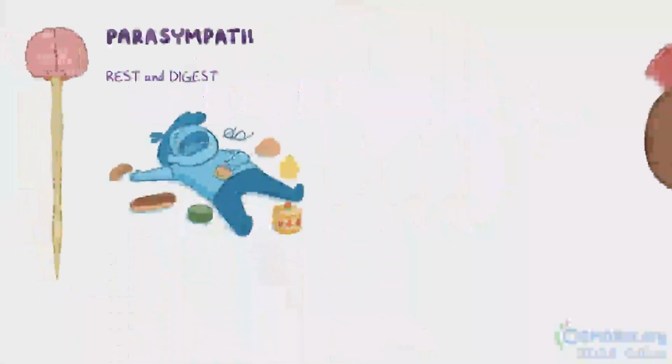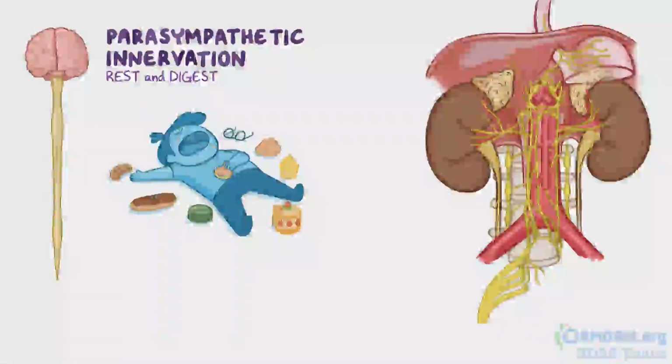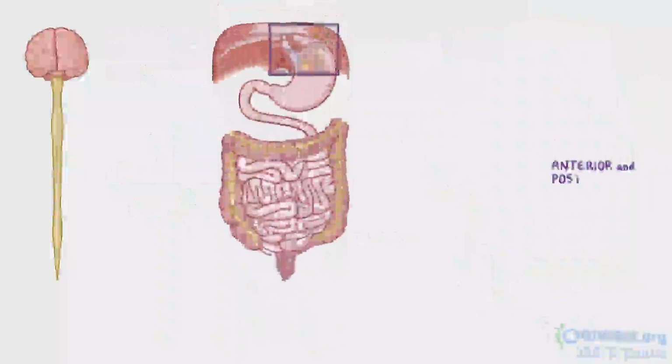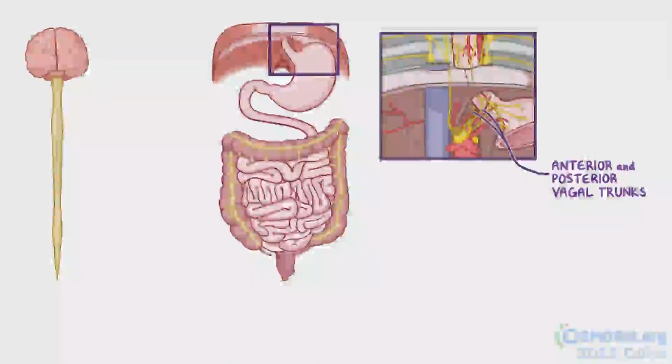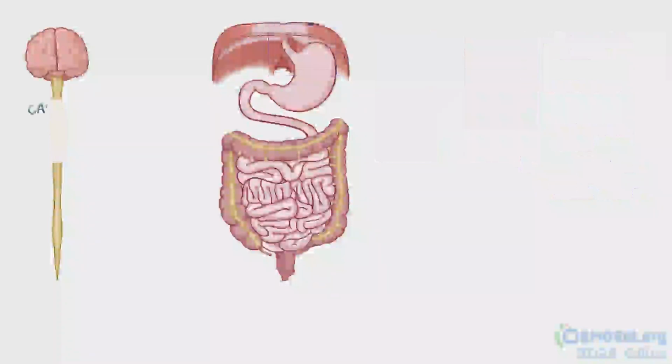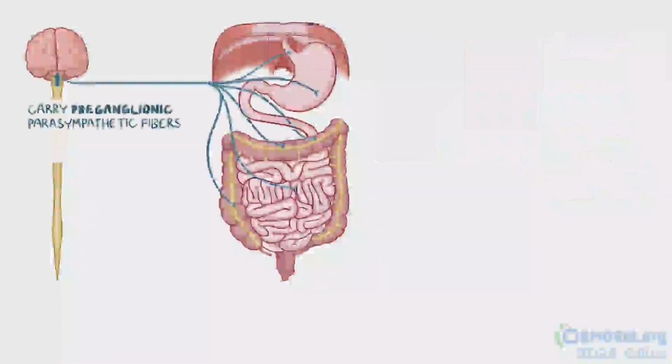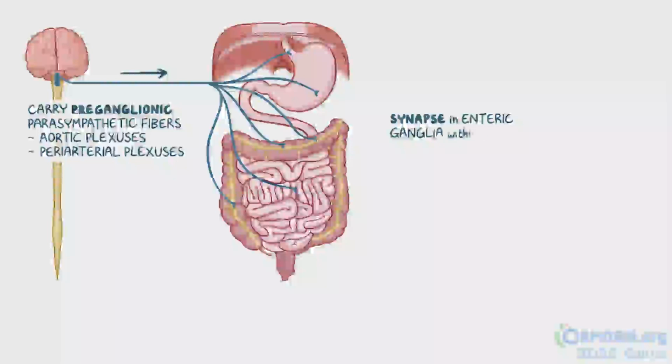Alright, now let's get into the rest and digest mood and talk about the parasympathetic innervation of the abdominal viscera, which comes from the anterior and posterior vagal trunks and the pelvic splanchnic nerves. The anterior and the posterior vagal trunks are the continuation of the left and the right vagus nerves that emerge from the esophageal plexus. They enter the abdominal cavity through the esophageal hiatus in the diaphragm, carrying preganglionic parasympathetic fibers through the abdominal aortic plexuses, the periarterial plexuses, and finally synapse in the enteric ganglia, which are located on or within the organs.